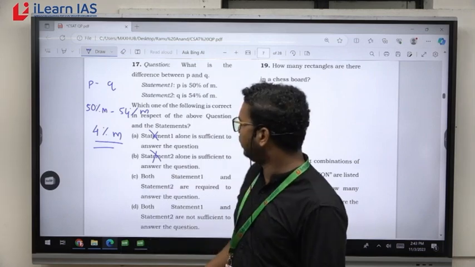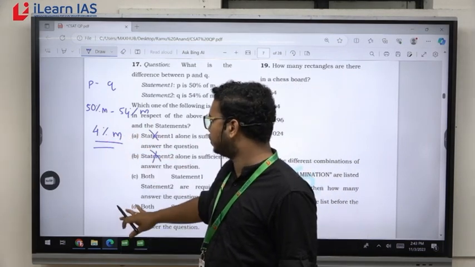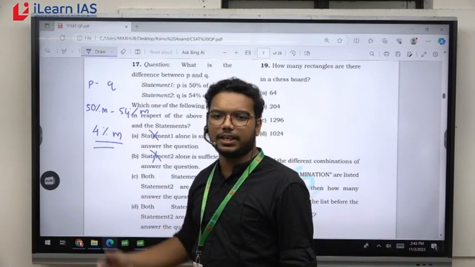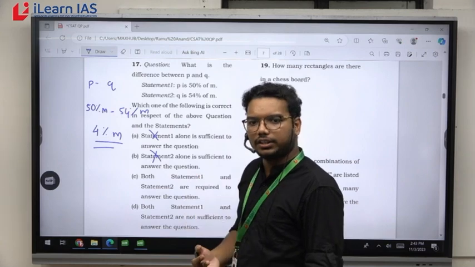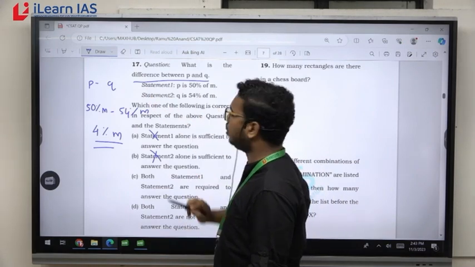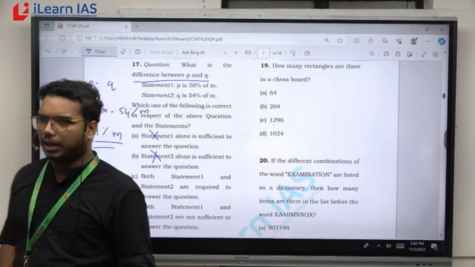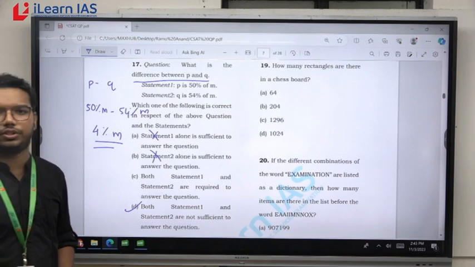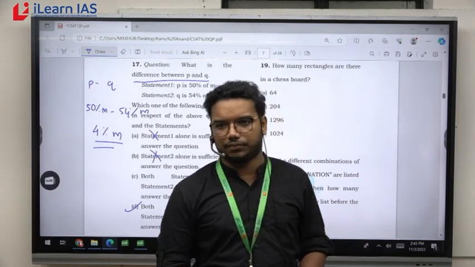We got a difference, but we didn't get the exact difference. We got it as a percentage of another quantity. So we didn't get the exact numerical difference. So the answer is D. Both statements 1 and 2 are not sufficient.